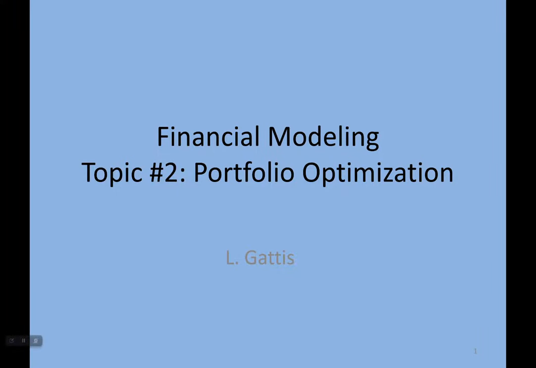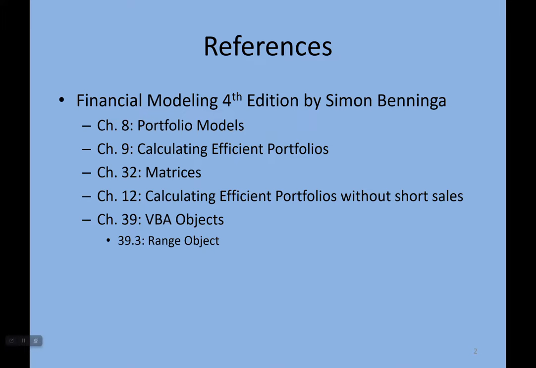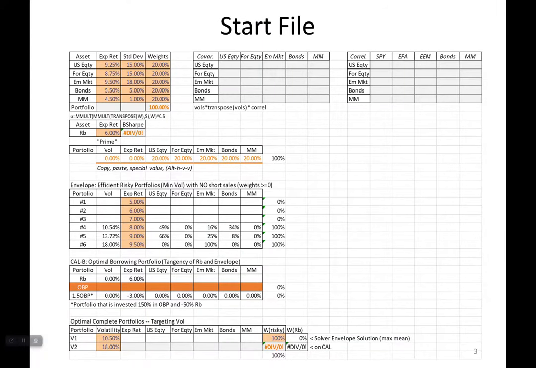Advanced Financial Modeling, Topic 2, Portfolio Optimization. References for this material are in Financial Modeling, Edition 4 or later, by Simon Benninga, and there's a number of chapters that can help you with topics including portfolio models, calculating efficient frontiers, utilizing matrices in Excel, and so on.